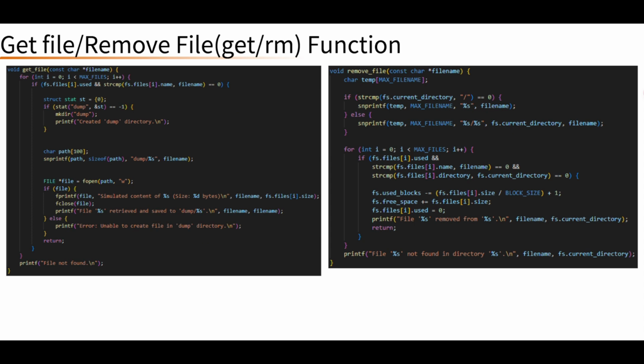Next is the getFile function. It uses a for loop to search for the target file. If the stat function indicates that the dump directory does not exist, it uses make directory to create the dump directory, and it prints a message confirming its creation. The snprintf function is used to construct the file path and store it in the path variable. After that, a new file is created, and fprintf is used to write the file content, including the file name and the file size.